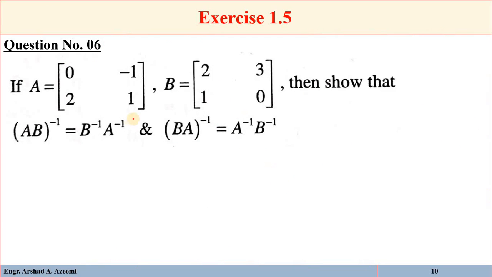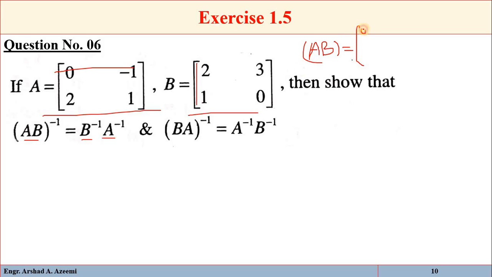Question number 6. If A is this one, B is this one, then show that (AB) whole inverse is equal to B inverse and A inverse. So again, first find out the matrix AB, the product of AB.